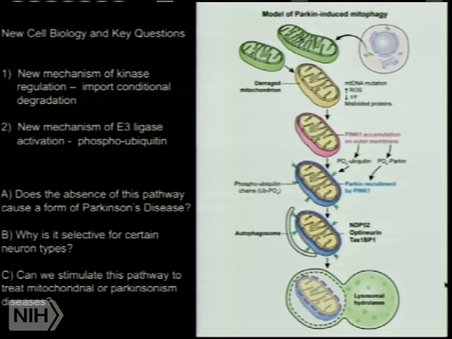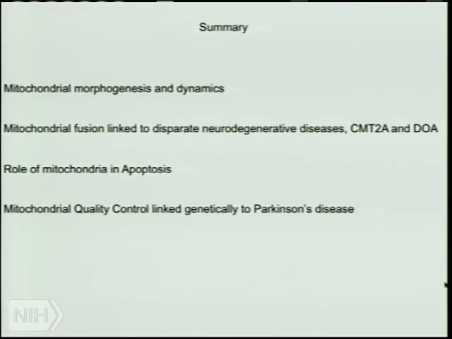Some of the big questions are: does the absence of this pathway cause Parkinson's disease? That's quite important because of the clinical ramifications. Why would such a pathway be selective for certain types of neurons? No clue. And then there's a lot of interest now in whether we can stimulate this pathway to treat mitochondrial diseases or Parkinson-related diseases. And then I just want to summarize the whole talk as a reminder.